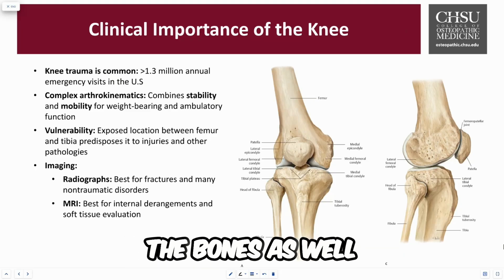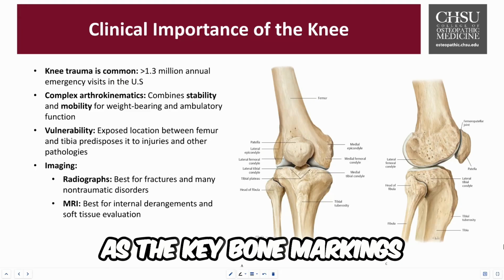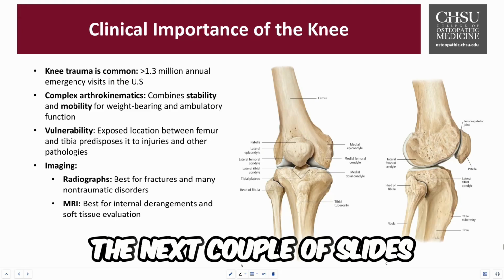On the right, you can see a cartoon image of the knee joint. Make sure you know the bones as well as the key bone markings. And we'll go into some of these in the next couple of slides.